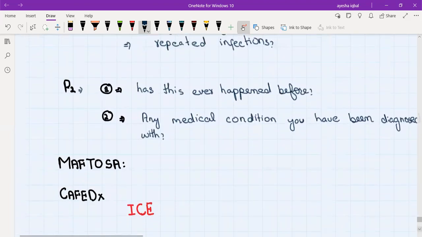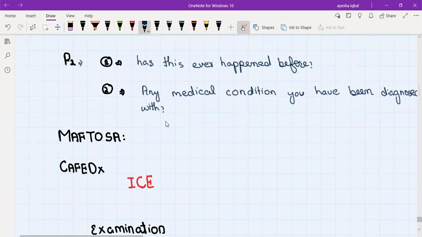Okay. Then we will ask about past medical history, which is P2. We'll ask the patient, has this ever happened before, and any medical condition that you have been diagnosed with. Then we'll ask MAFTOSA, which is a mnemonic. M stands for any medications that the patient might be using, any allergies. Family history is very important because you should ask about family history of malignancies, because a patient with leukemia or lymphoma might have a positive family history of hematological malignancies.